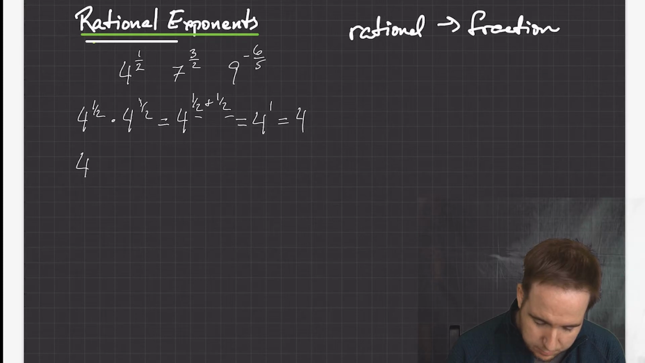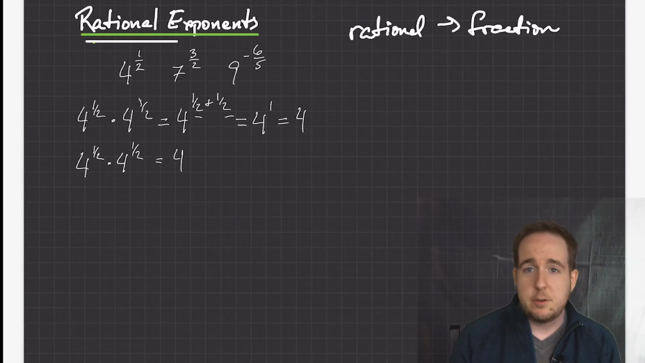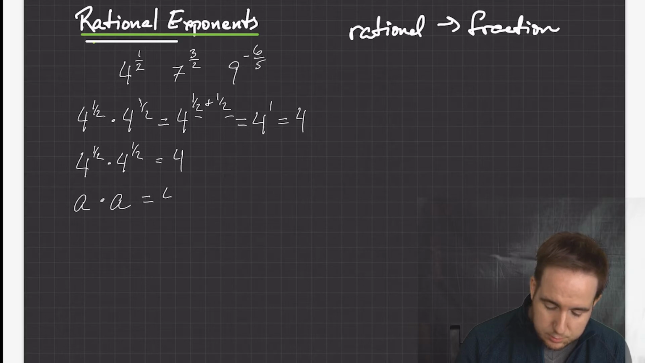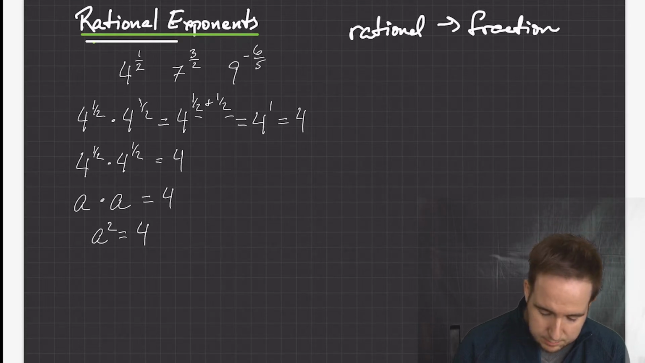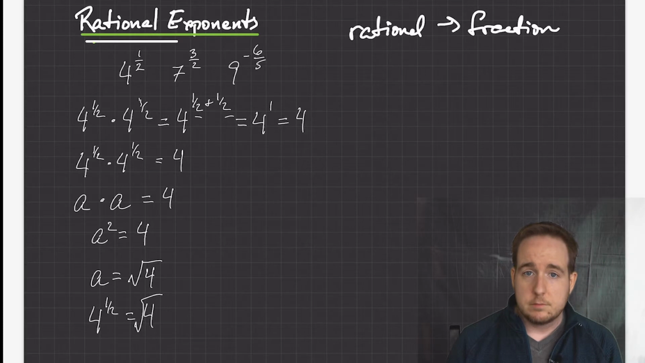So, cutting that short: 4 to the power of 1/2 times 4 to the power of 1/2 equals 4. Now, I don't know what this number is, but you do what you always do in math when you don't know what a thing is: just give it a name. So this is some mystery number A times another mystery number A, and that is equal to 4. Well, A times A is A squared, which is equal to 4. That means A is equal to the square root of 4, so 4 to the 1/2 is the square root of 4.